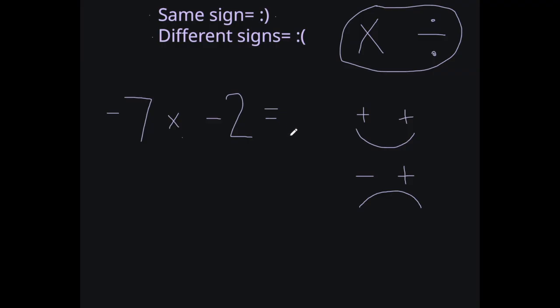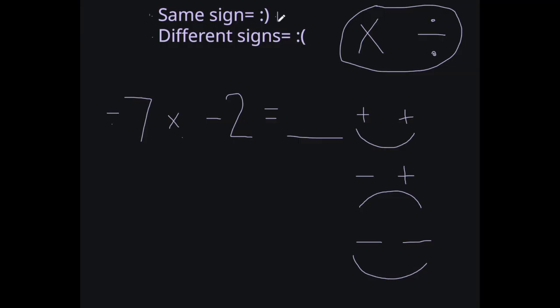Let's follow our same steps here. Negative sign, a negative sign. Okay, we have 2 of the same sign. Look at that. We have a happy face. And it's happy because they have 2 of the same eyeballs. So what does that mean?